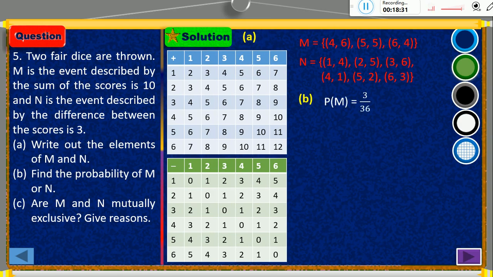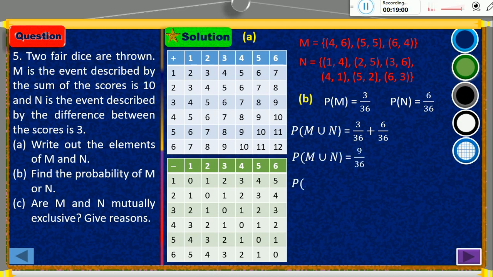Then the probability of M, that the sum is 10, is 3 out of 36. The probability of N, that the difference is 3, is 6 out of 36. The probability that the sum is 10 or the difference is 3 gives us the summation of the two. 3 over 36 plus 6 over 36. On simplification, that gives us 9 over 36. To the lowest term, 1 over 4.